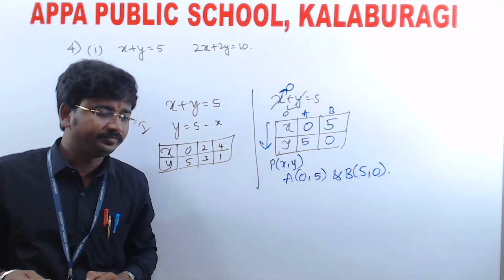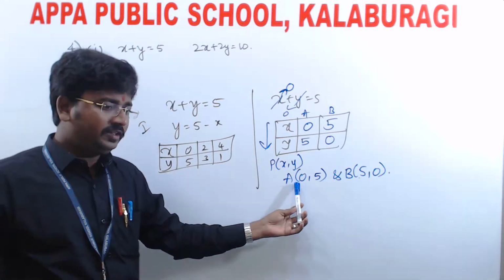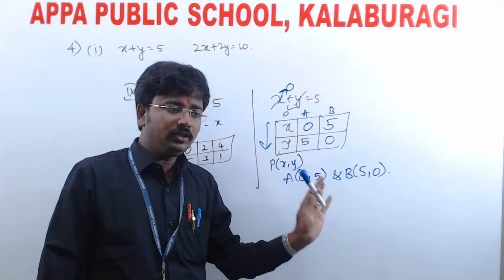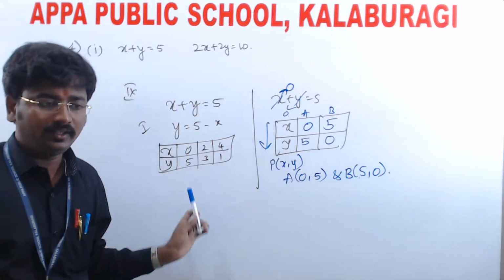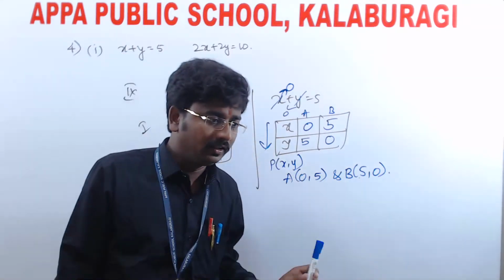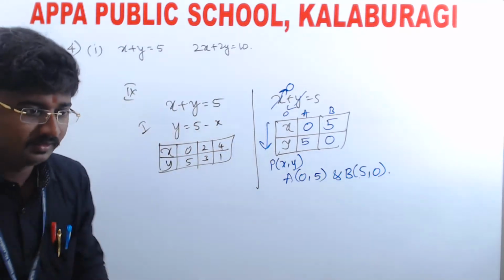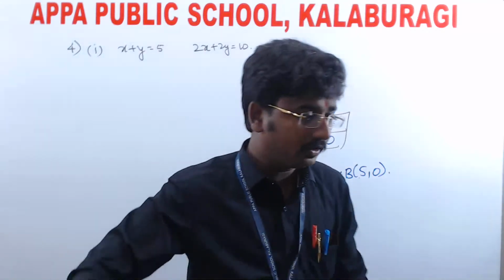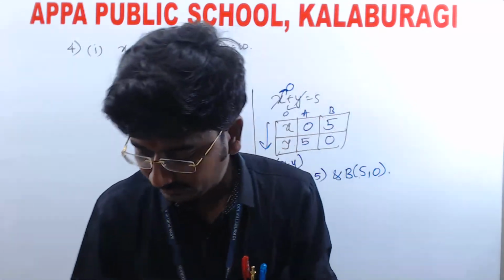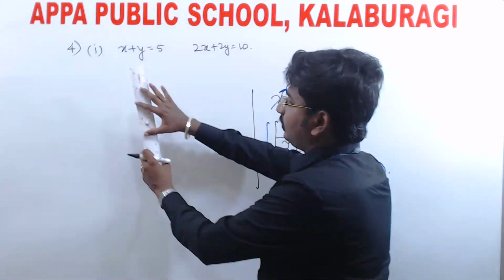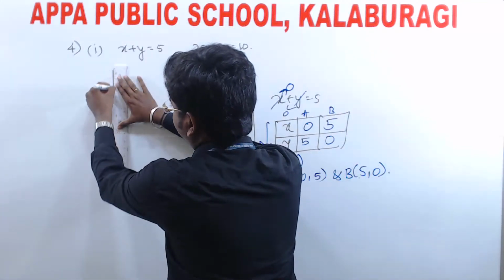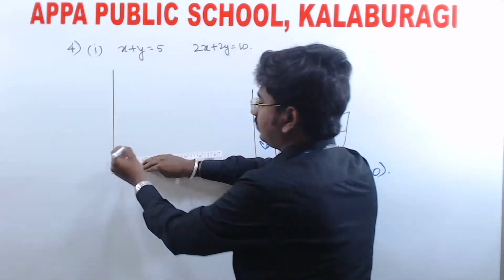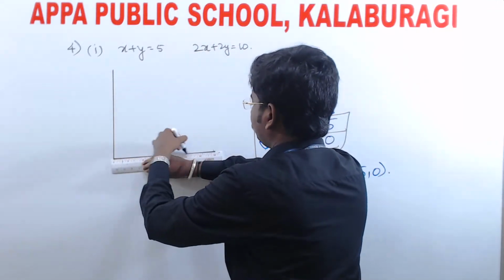Respond quickly. According to the points, my question is whether negative axes are needed whenever we plot the graph. Answer me quickly. No, sir. So then how will you draw the graph? Everyone is saying no, sir. That's good. So now the graph will be very simple, just the x-axis and y-axis. Let me draw once roughly.